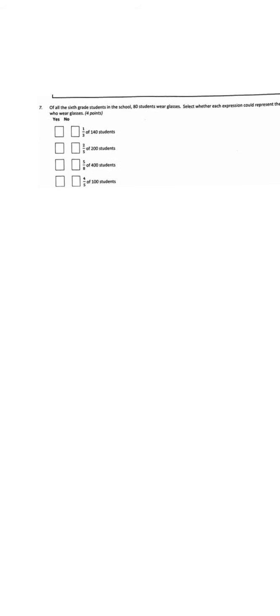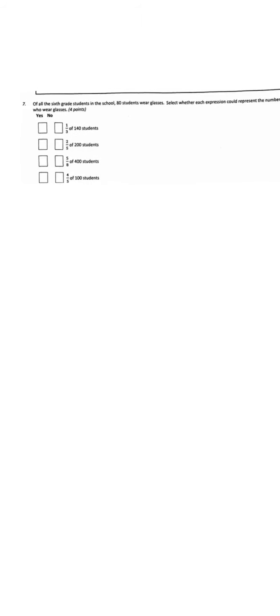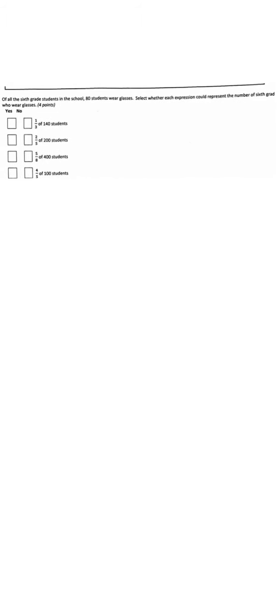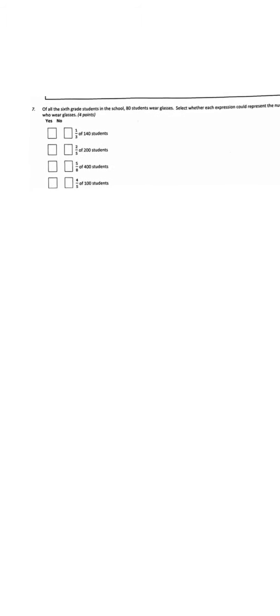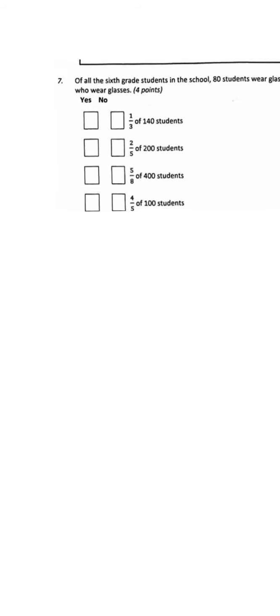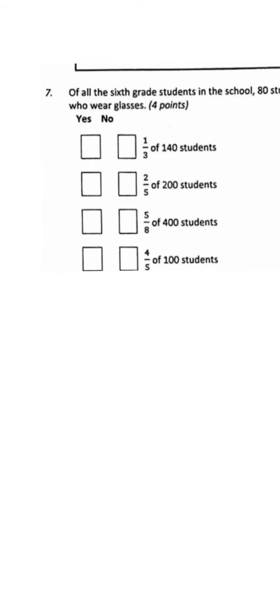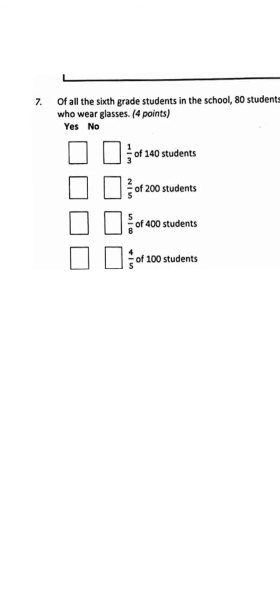So number 7 says, of all the 6th grade students in the school, 80 students wear glasses. Select whether each expression could represent the number of 6th graders who wear glasses. So then we have these things here, right? It says 1/3 of 140 students, 2/5 of 200 students, 5/8 of 400. So we have to think which ones are equal to 80.